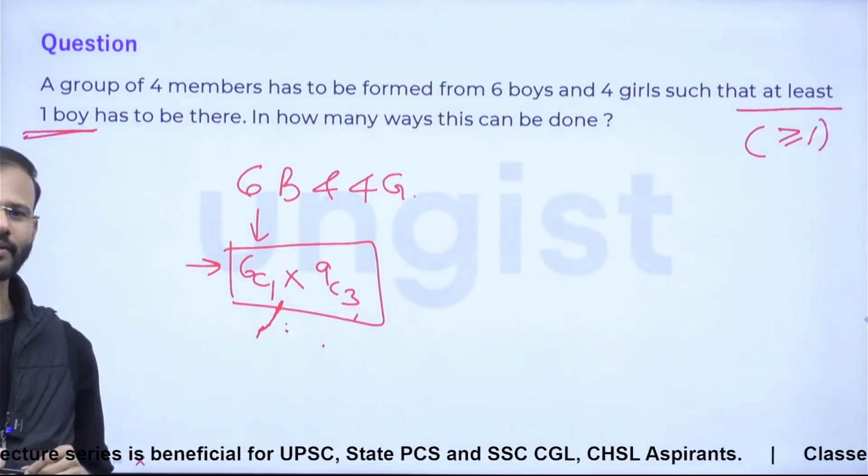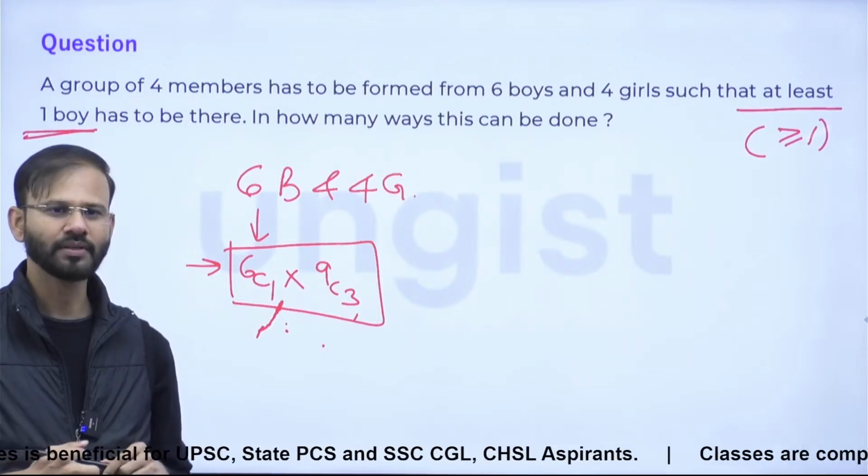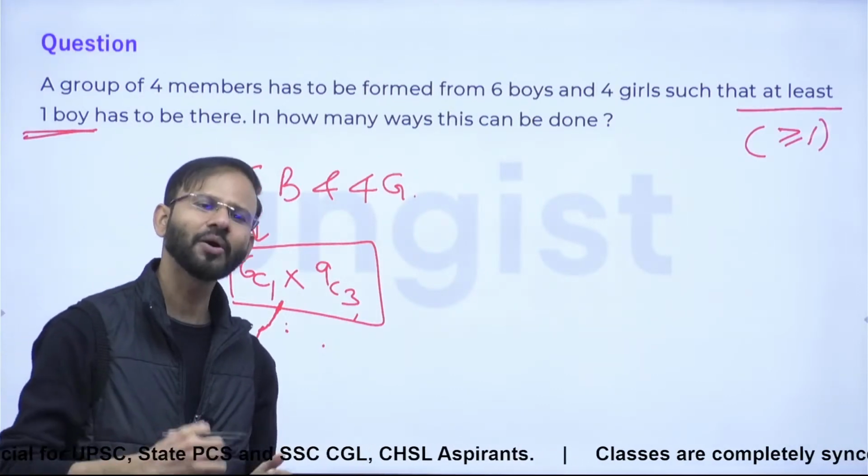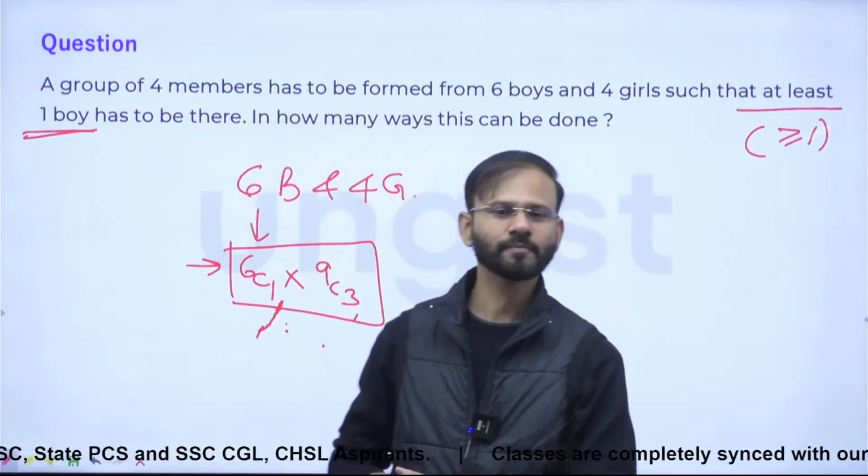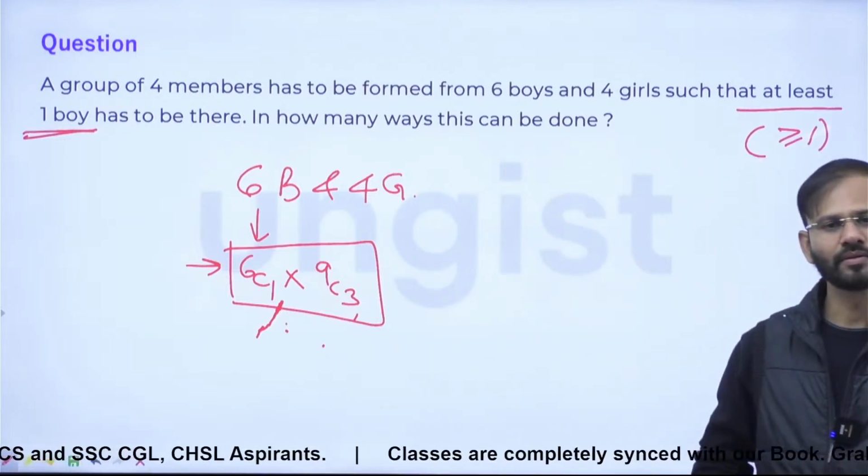In that case, it is exactly. Here it is at least. Okay, then what? I mean, how does it matter? What is the impact of it? It can be 1 people or more than 1 people.